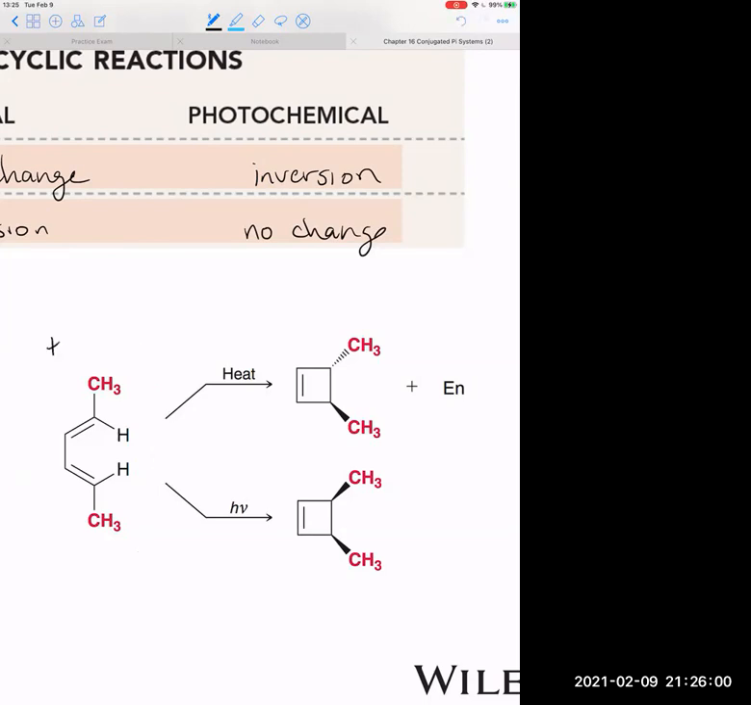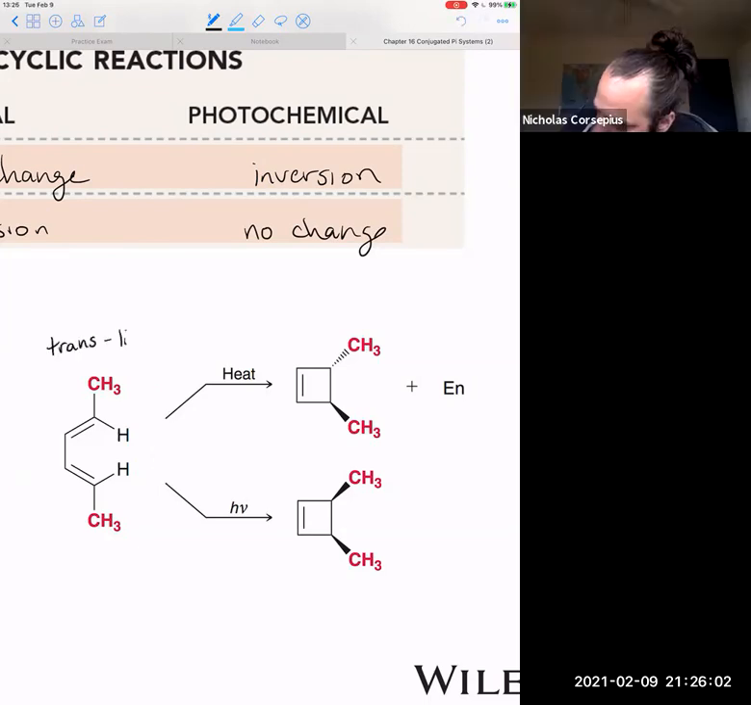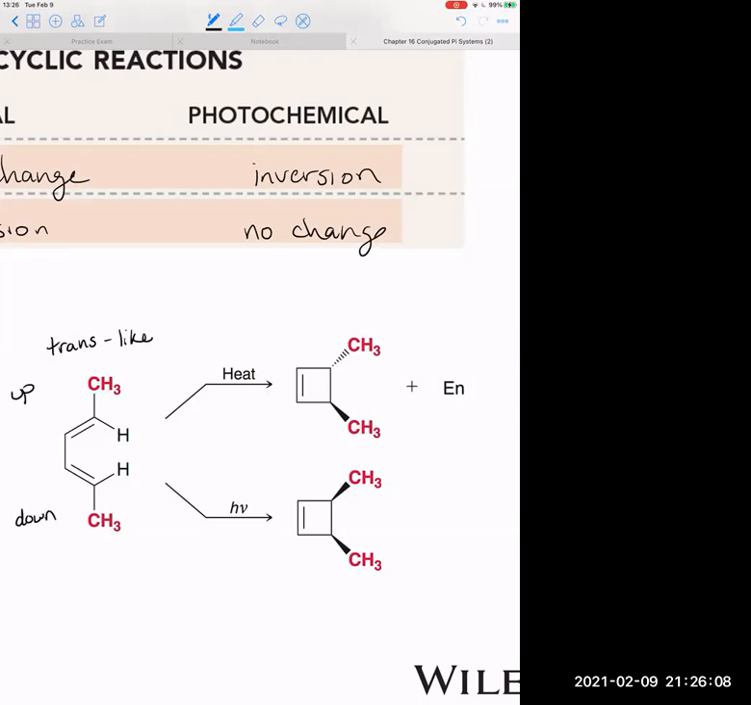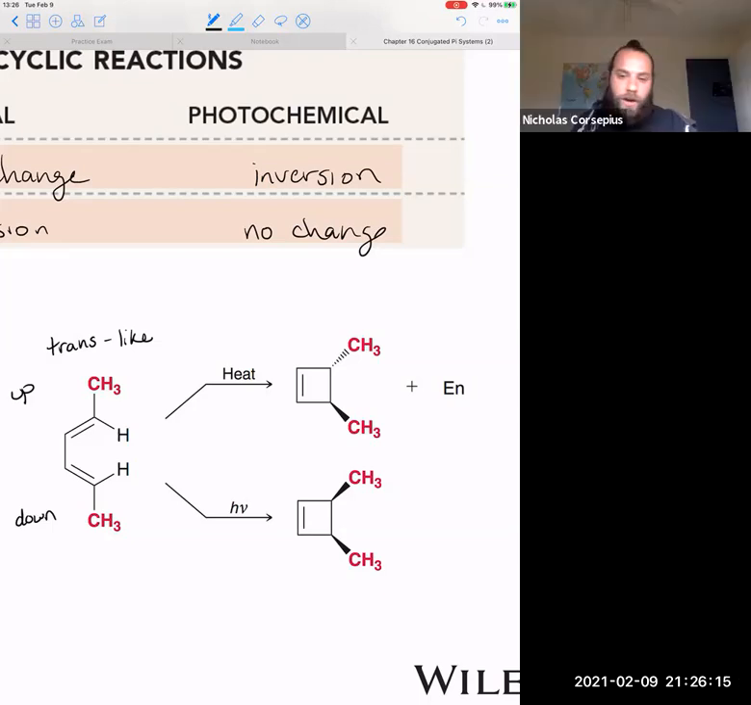Right, so this will be trans-like because this one's pointed up and this one's pointed down. They're pointed in different directions. Gotcha. I think I was trying to look at each double bond separately and ask, is this cis or trans? Yeah, no, I hear you. It's a little bit different than that.